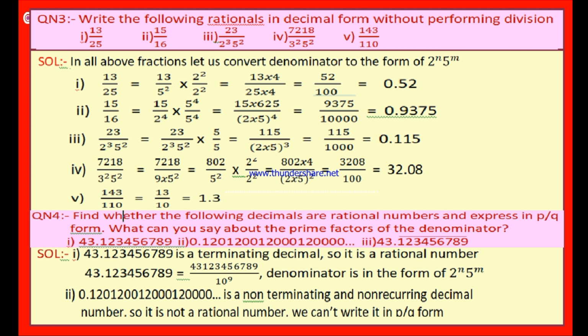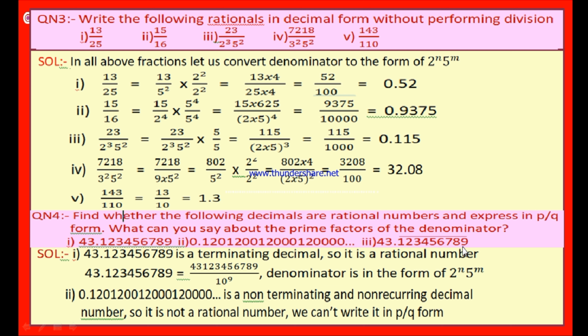And is it recurring? If you verify, nothing is recurring. No part is repeating. 120 is not recurring. If you get 120, again you are getting another 0. Therefore no part is recurring. It is a non-terminating and non-recurring decimal, so it is not a rational number. Since it is not a rational number, you cannot write it in the form of P by Q. And whereas if you observe the third bit, it is a recurring decimal, a non-terminating recurring decimal.